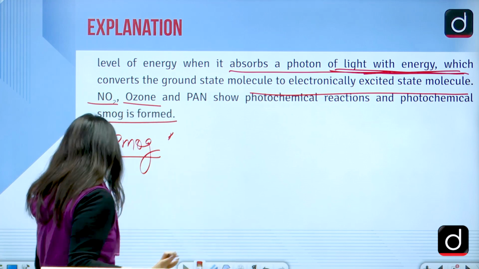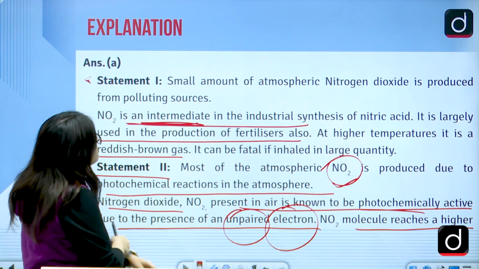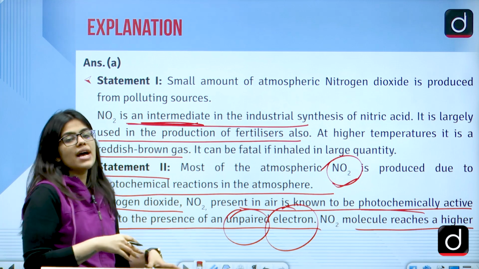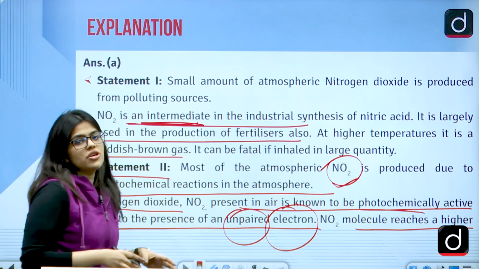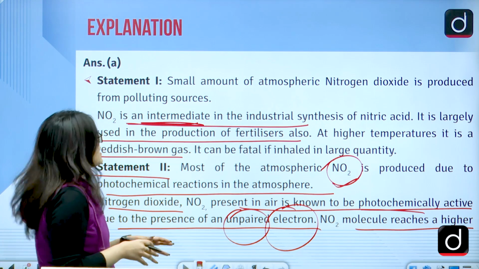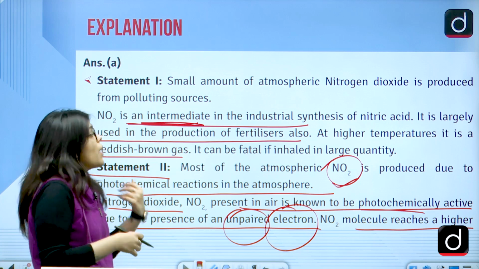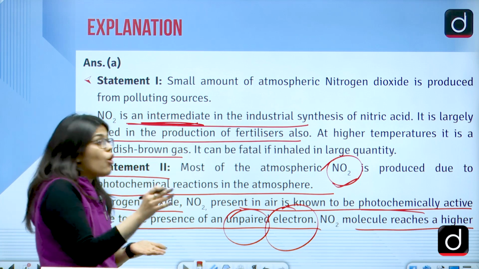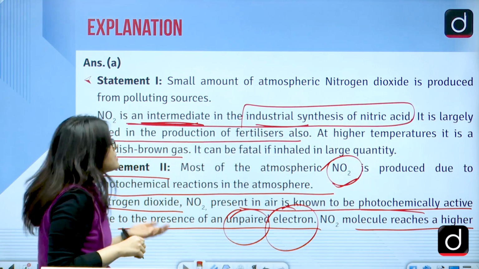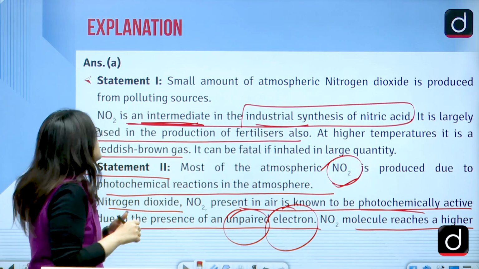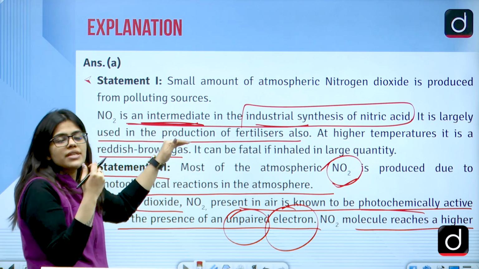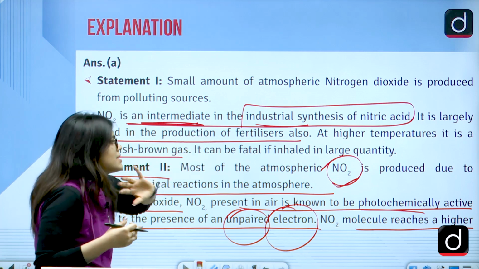I would repeat once again. These are the two statements. The first statement says that yes, there is a harmful gas like atmospheric nitrogen dioxide and it is produced in the atmosphere, so the first statement becomes correct. It is also produced when there is industrial synthesis of nitric acid. This is one source from where you can get this oxide, nitrogen dioxide, and it is largely used in the production of fertilizers as well.